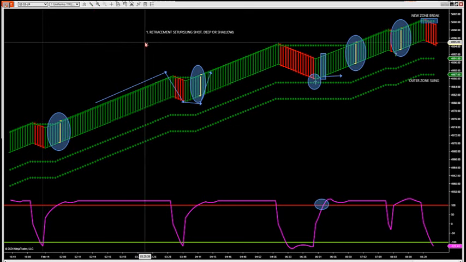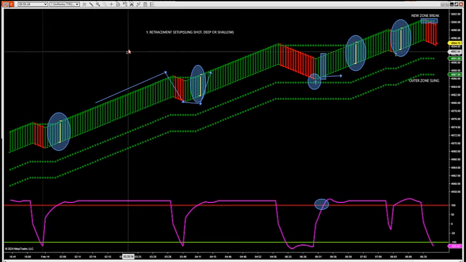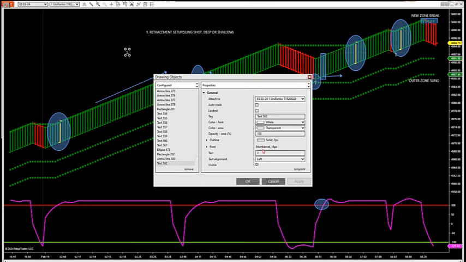So the second setup they're going to stalk, and that's what we had four in a row here this morning. We had a lot of them yesterday too. This is called a zone breakout.